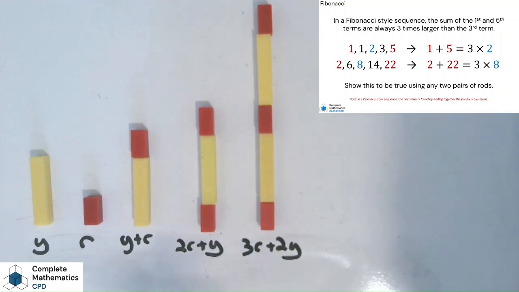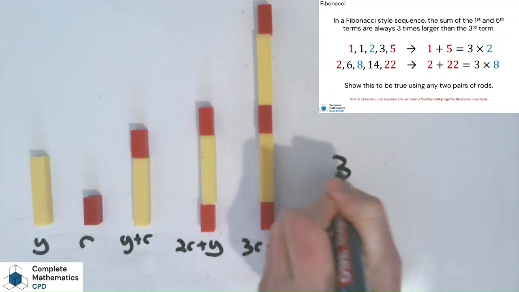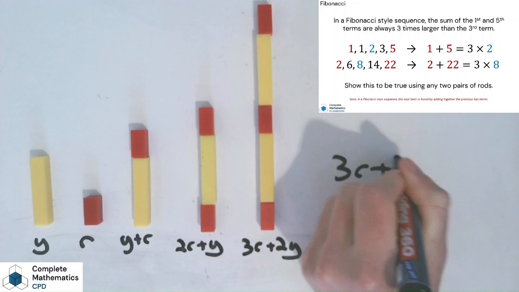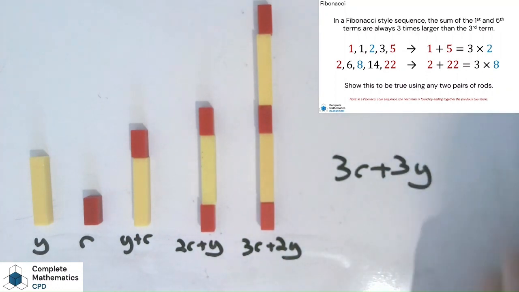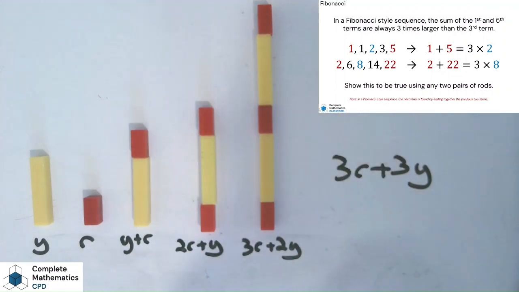Now what happens if we add together the first and the fifth term? Well, we've already got 3r plus 2y. If we add another y to that, we're going to end up with the expression 3r plus 3y. And how do we formally show that this is 3 times the length of this middle rod here? Well, using a proper algebraic proof, we would now factorise this out.